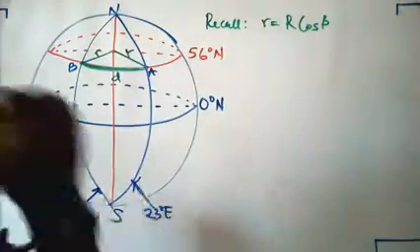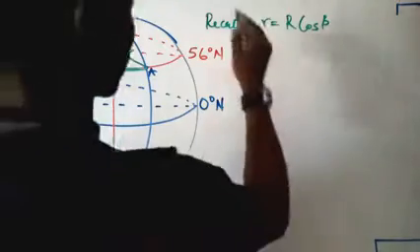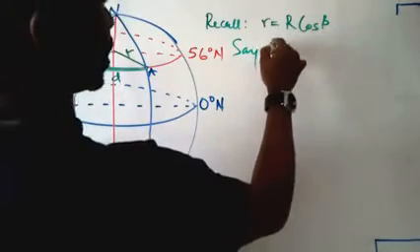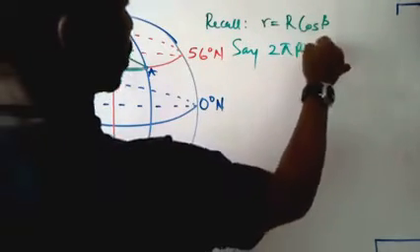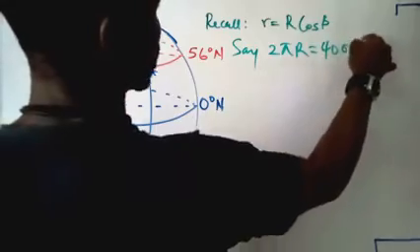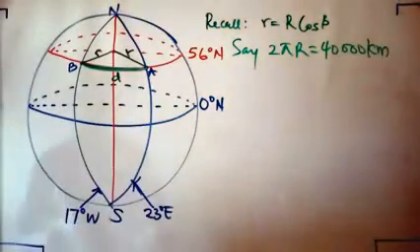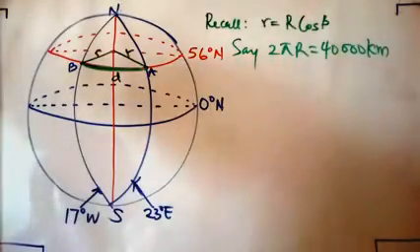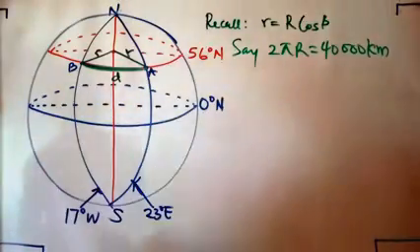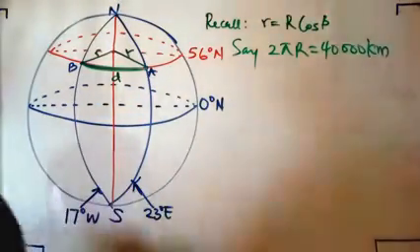I want us to do something. Let's say 2 pi r. I want us to use 40,000 kilometers for 2 pi r, wherever we see it in the formula, to make our work easier. So let's write the formula.